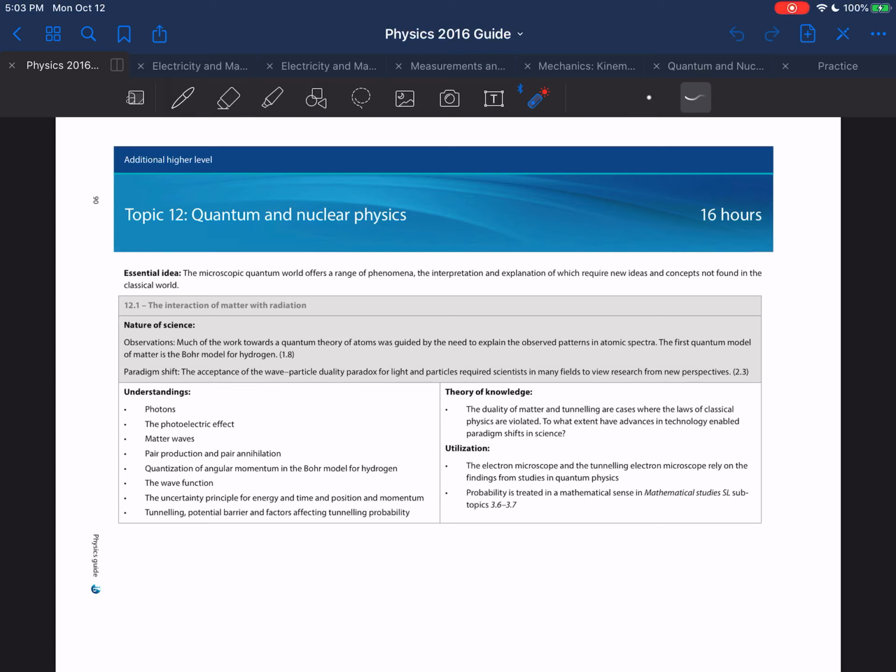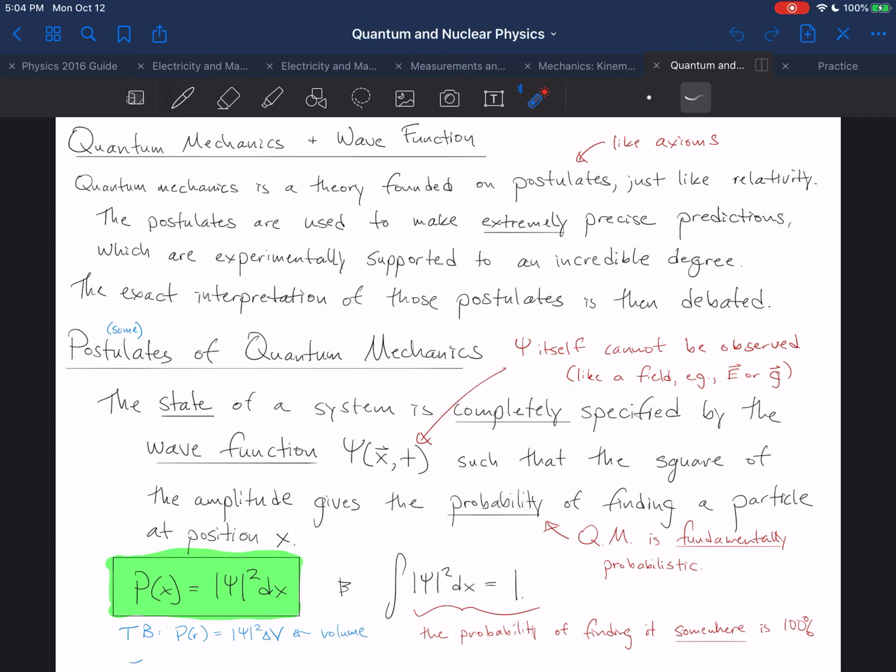Hello everyone. In this video we will continue to examine topic 12.1, the interaction of matter with radiation, and in particular continue to discuss the wave function and quantum mechanics. Alright, so we introduced the idea that quantum mechanics was founded on postulates. And the first big postulate that we discussed was that the state of a system was completely specified by the wave function psi, such that the square of the amplitude of psi gives the probability of finding a particle at position x.